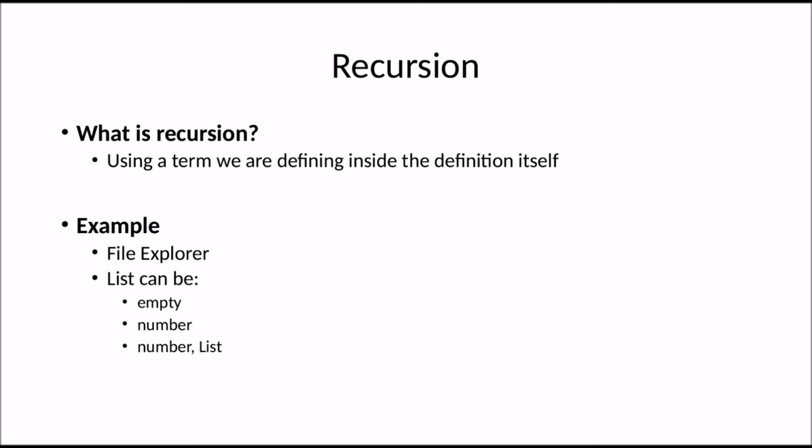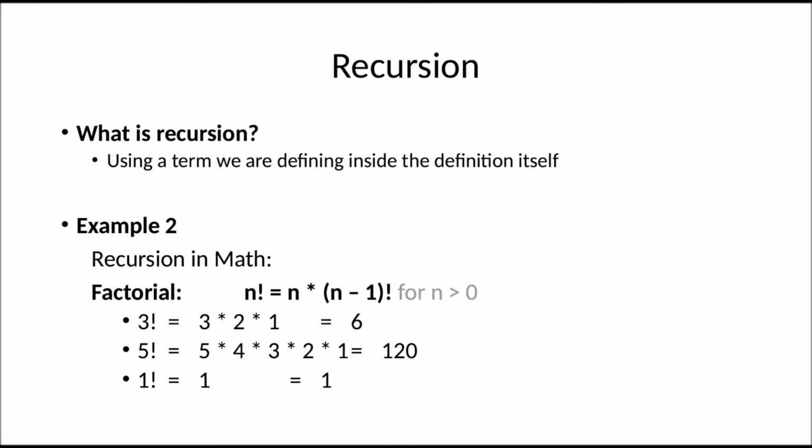Now an example for recursion is a file explorer that has folders and each folder consists of files or a folder itself. Then that folder again consists of files or folders. Or a list. A list can be empty, a number, or a number, comma, a list. So here we also have a recursive definition where a list can consist of a smaller list of itself. And then that list again can be empty, a number, or a number, comma, a list.